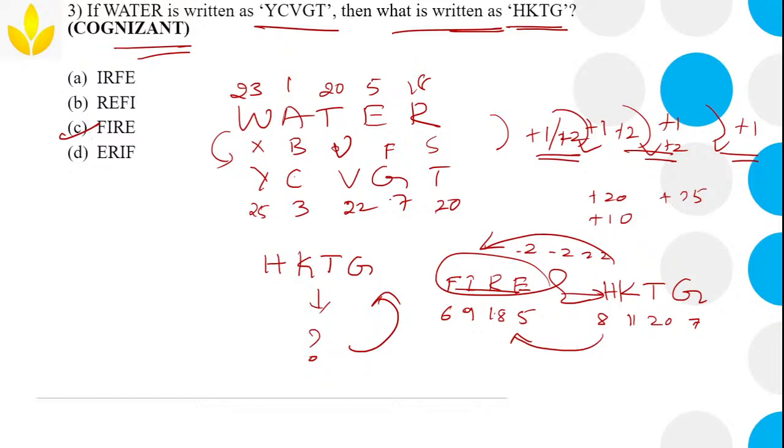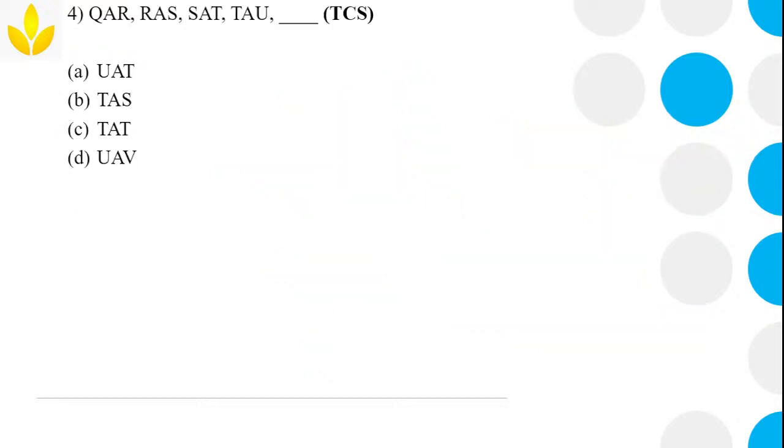Now I hope you understood the third question. Now similarly check for the fourth question. QAR, RAS, SAT, TAU. You have to find the next one now. Okay. So try to do it. When you look at this, P, Q, next is R, R next S, then T. Correct? Then what should come here?